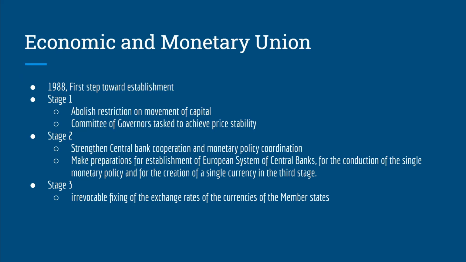Stage 2 aimed to strengthen cooperation amongst the central banks and to further coordinate monetary policy, and also to prepare for the establishment of the ECB, or the European System of Central Banks, for the conduction of the single monetary policy and the creation of the euro. And stage 3 was tasked with the irrevocable fixing of exchange rates amongst the member states.